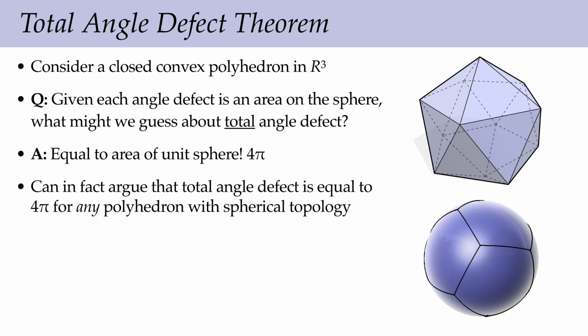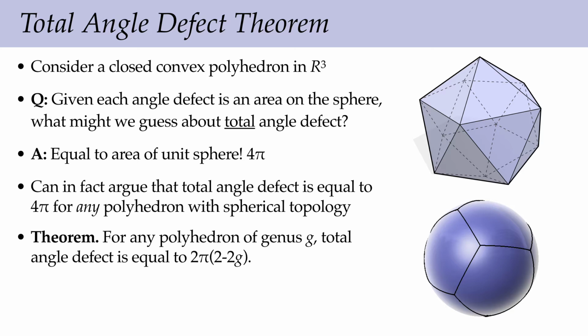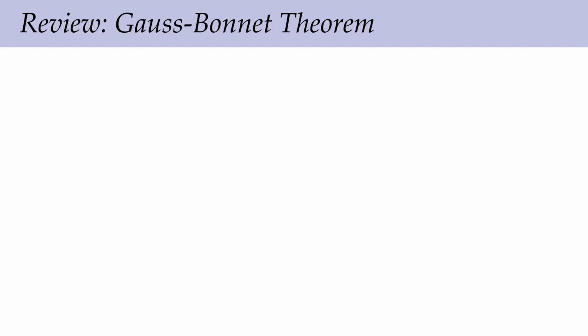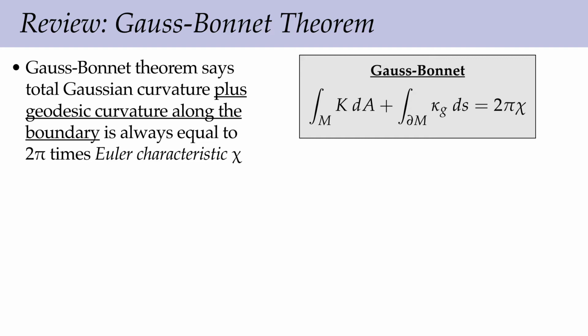Okay, so here's a theorem. More generally, for any polyhedron of genus g, the total angle defect is equal to 2 pi times 2 minus 2g. Does that theorem remind you of anything? Hopefully, you remember that that's very much like our statement of the Gauss-Bonnet theorem. So remember, the Gauss-Bonnet theorem says, for a smooth surface, that the total Gaussian curvature of the interior plus the total geodesic curvature along the boundary is always equal to 2 pi times the Euler characteristic chi, which, okay, for a surface of genus g was 2 minus 2g.